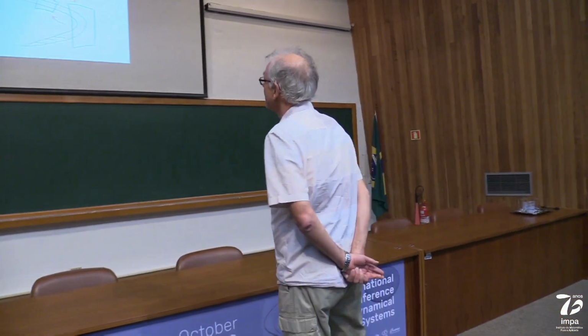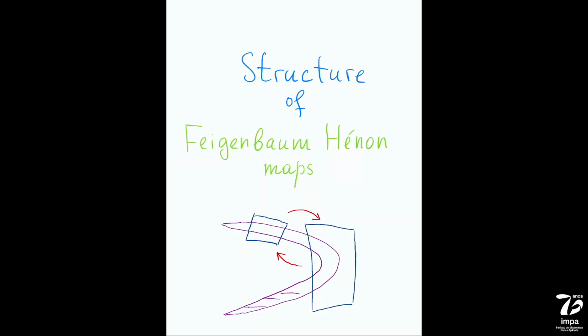Okay. So I will be talking about the structure of Feigenbaum Henon maps. What I plan to do is to give some overview of this direction of research, which has been quite active over the past 20 years, though there were still few practitioners in this area, and there was not much attention paid to it from outside. So let me try to make a little advertisement today.